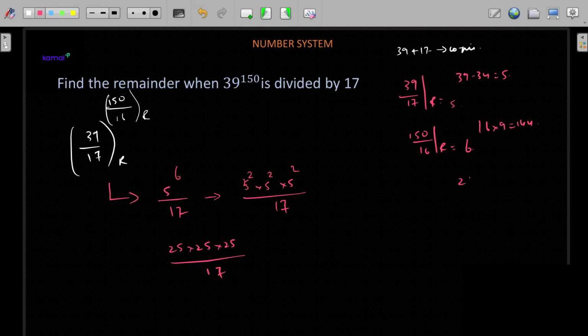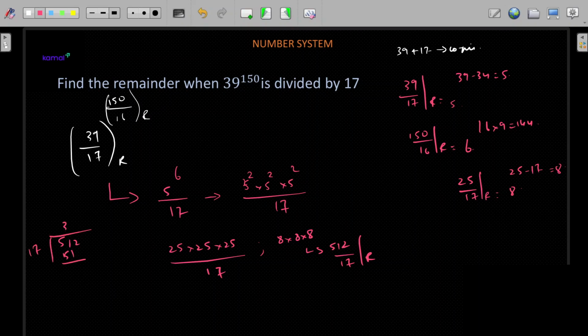So if I divide 25 by 17, what will be my remainder? The highest multiple of 17 which is less than 25 is 17. So 25 minus 17 is equal to 8. So my remainder is 8. Eventually it will become 8 into 8 into 8, which is equal to 512 by 17. I have to find my remainder. So 512 by 17. 17 thirties are 510, so the 2 will come here. 2 is less than 17, which means my remainder is 2. So the remainder is 2. That's my answer. I hope you understand this question also.